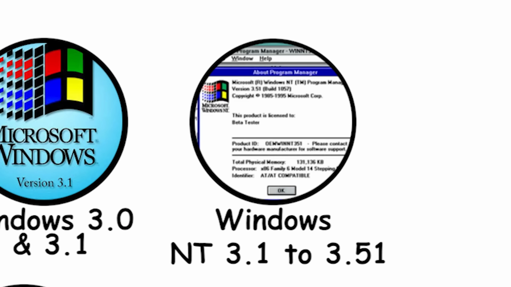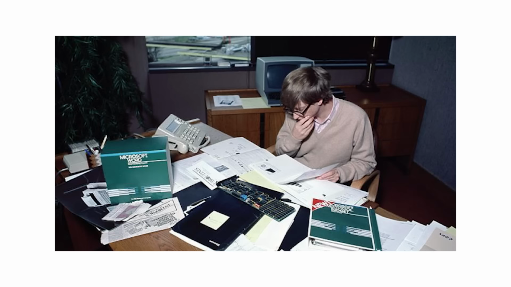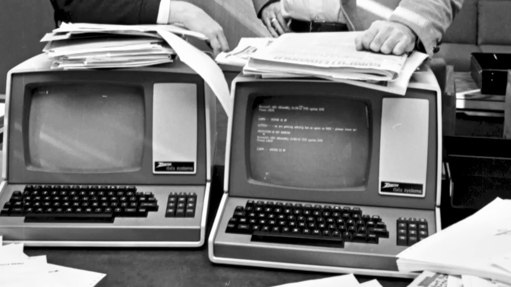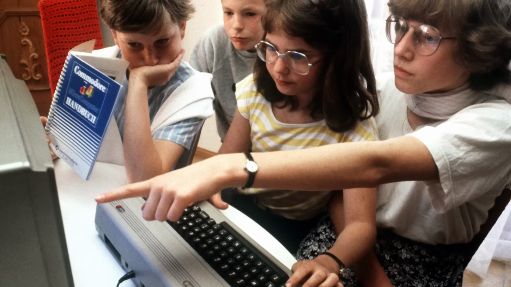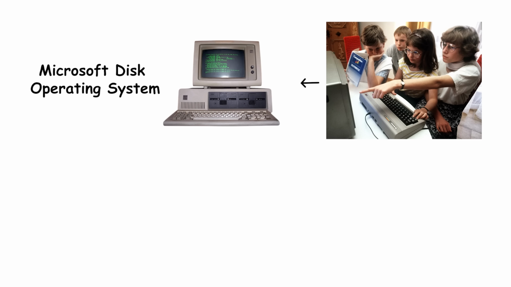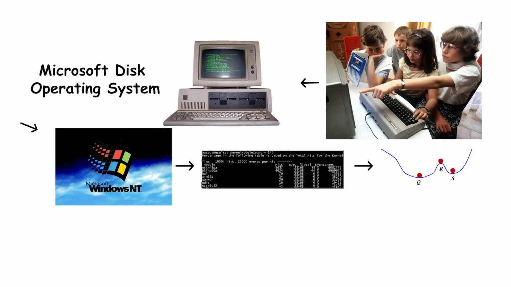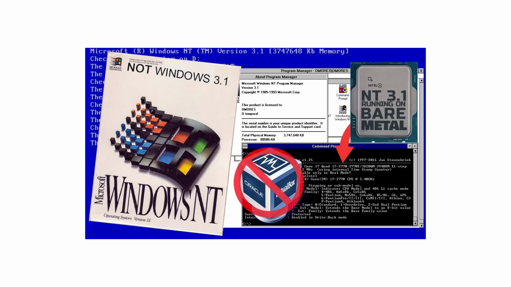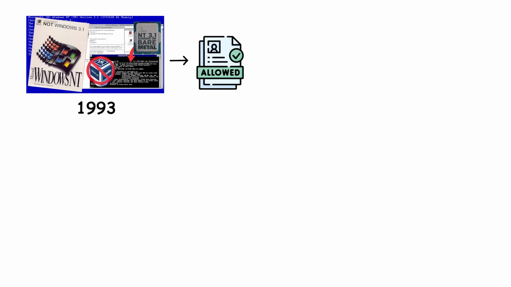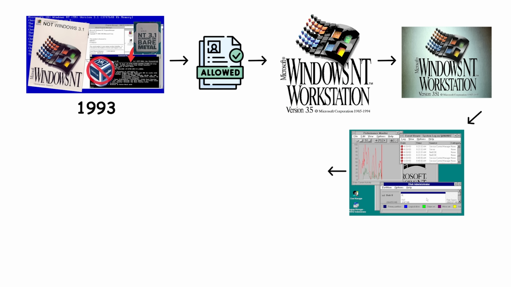Windows NT 3.1 to 3.51. While home users were busy playing Solitaire, Microsoft's engineers were secretly building a completely new foundation. Windows NT. Unlike the consumer versions that sat on top of Microsoft Disk Operating System, Windows NT used a brand new kernel. This made it more stable, more secure, and less likely to faint during heavy workloads. NT 3.1 came in 1993, followed by NT 3.5 and 3.51, which improved networking and hardware support.